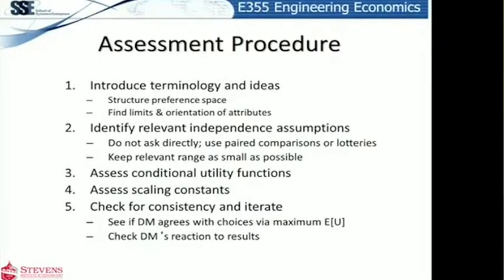So first of all, we introduce the terminology and the ideas and structure the preference space. What are the attributes? Find the limits and the orientation of the attributes. Does preference increase with the attribute or decrease, for example? We identify relative independence assumptions. Now, we obviously cannot ask them directly, are you mutual utility independent? They won't have the slightest idea what we're talking about. So what you do is you propose lotteries, paired comparisons, say, do you prefer A to B or B to C, or are you indifferent? And in that way, you can figure out whether or not the attributes are independent in the way that you'd like. Then we assess the conditional utility functions, utility for x1, x2, x3, etc.